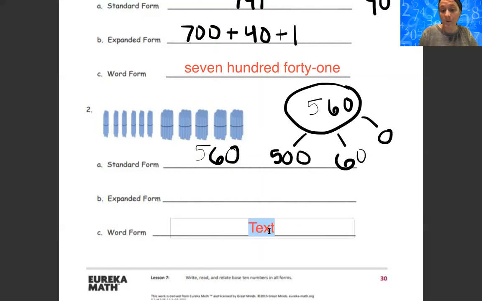Okay, so for the word form, it's going to be 560. We don't need a hyphen because there's nothing after the 60. 60 is just the 60, okay? So if it were like 563, then we would need a hyphen with the word 3, but it's just 560, okay? So now you guys learned a little bit of grammar in your math lesson.